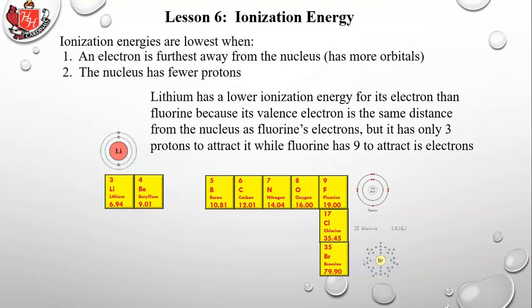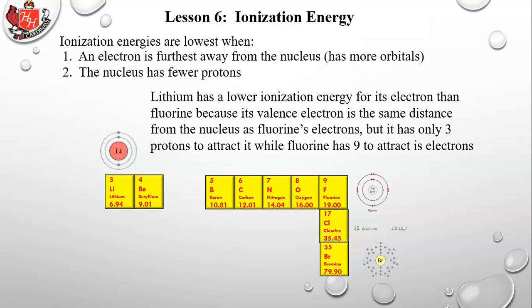So lithium only has 1 electron in the second orbital, whereas fluorine has 7. But the fact is, those 7 fluorine electrons are the same distance away, they're in the second orbital, as the 1 lithium electron, which is also in the second orbital. It's the same distance from the nucleus as fluorine's electrons, but it has only 3 protons to attract it, while fluorine has 9 to attract its electrons. So fluorine has more protons in the nucleus pulling on those 7 electrons than lithium has pulling on its 1 electron.